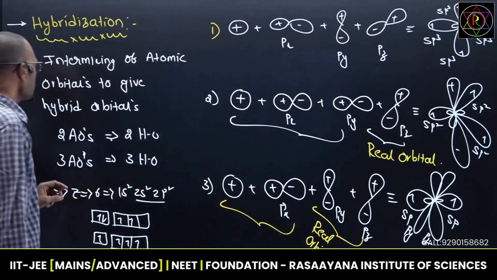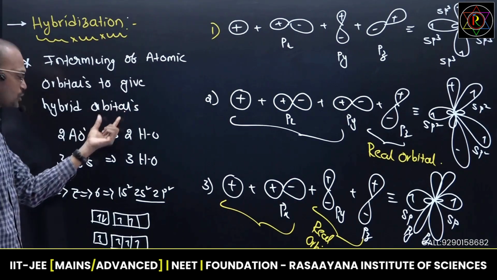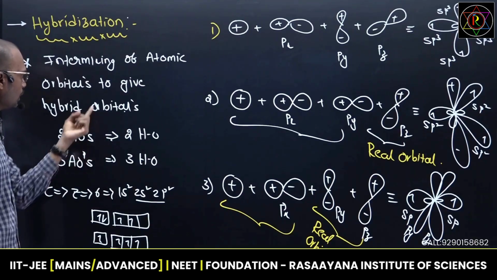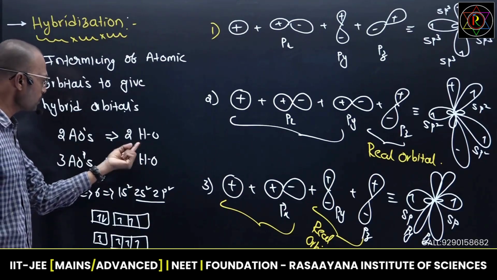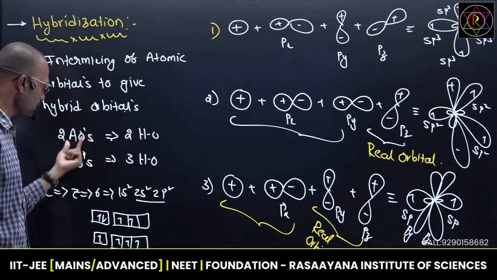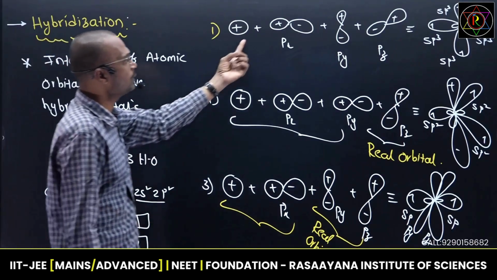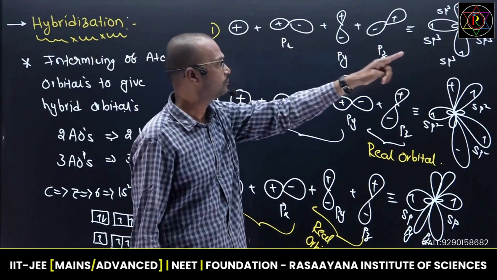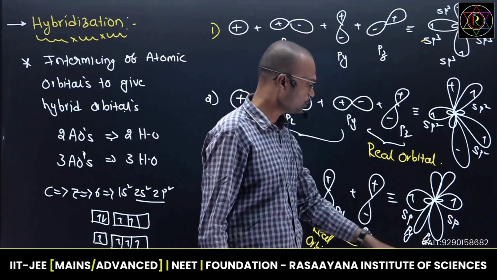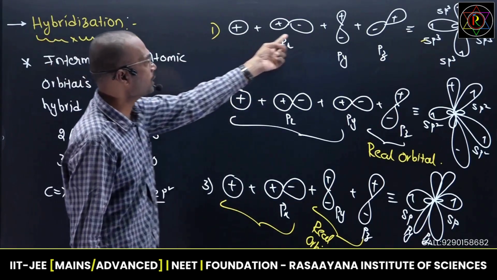The intermixing of atomic orbitals to redistribute and give equal and similar energy hybrid orbitals is called hybridization. How many hybrid orbitals are formed depends upon how many we are combining. If I am intermixing 2, I get 2. Generally, for carbon, in the ground state and excited state, 4 atomic orbitals are available. Carbon will generally give 3: sp3, sp2, sp.